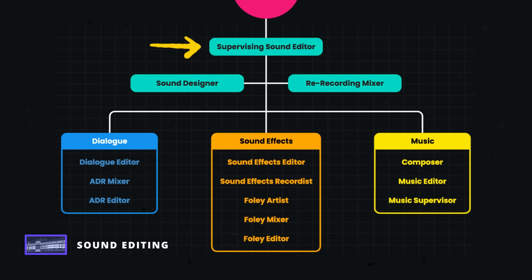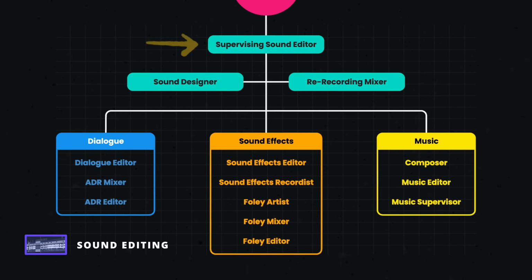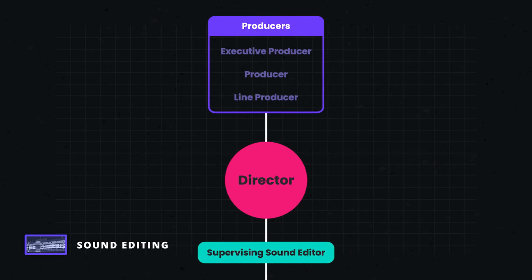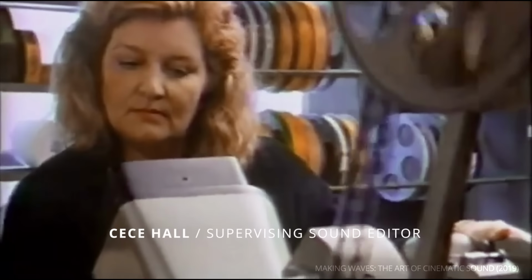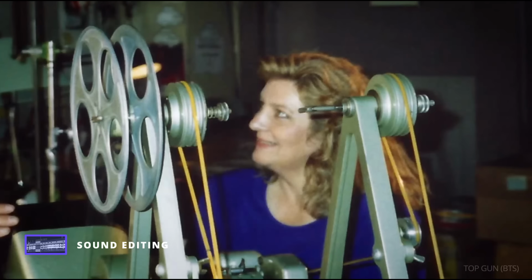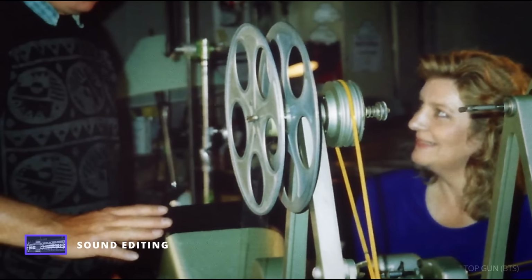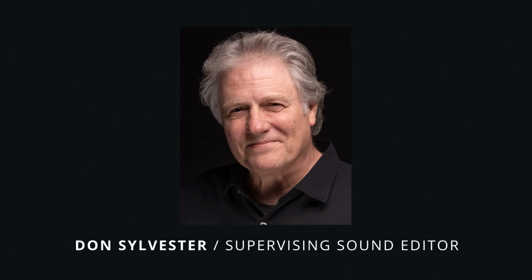The supervising sound editor is the head of the post-production sound department, and as such, builds the team and collaborates closely with the director and producers on the film. They are often a jack of all trades, working with the various members of the department while also managing the budget and schedule. They are also hands-on, as supervising sound editor Don Sylvester explains.